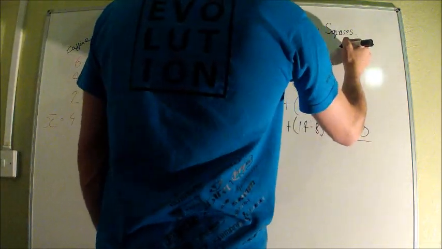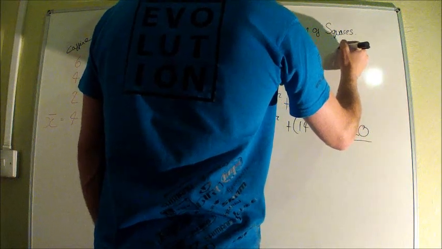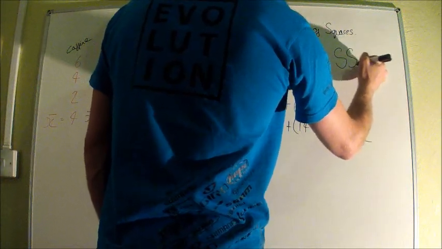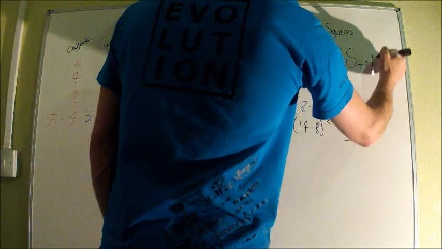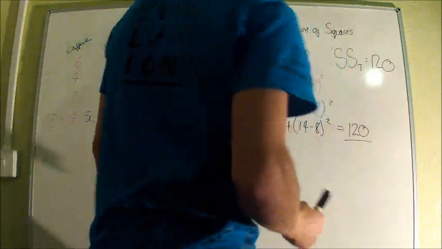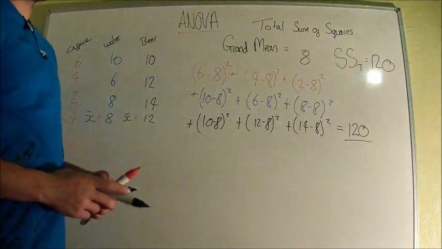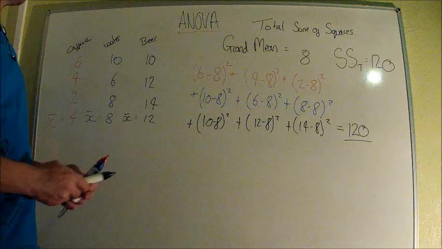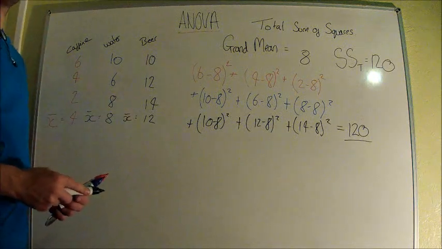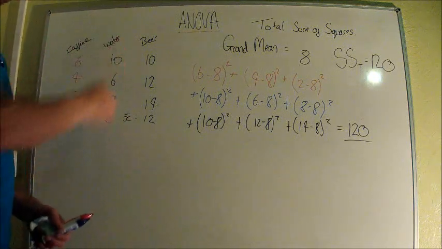You might often see total sum of squares written as S little t, like that. So SST equals 120. In the next podcast, we're going to be looking at how to calculate the sum of squares between the groups. And the one after that, we're going to be looking at the sum of squares within each group.